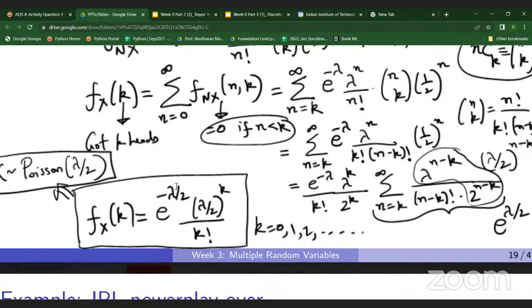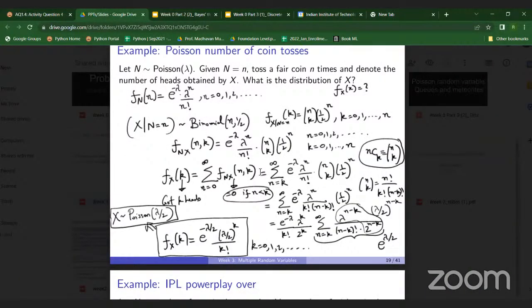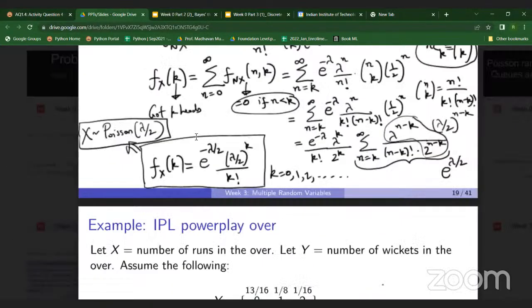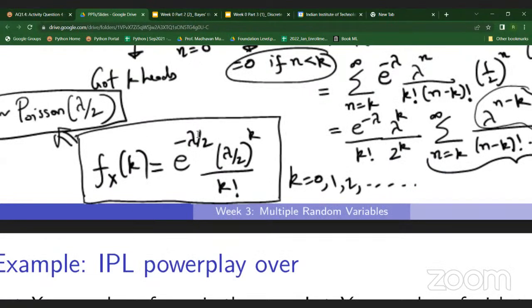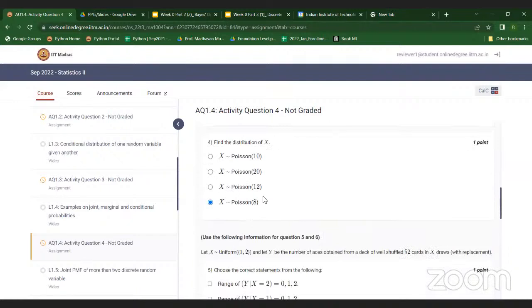It's going to be e power minus lambda by 2 into lambda by 2 power k by k factorial, right? The 1 by 2 is the probability of success here. Here, sir has taken a fair coin, but in our problem it's not a fair one, so the probability of success is p. So instead of 1 by 2, you could replace 1 by 2 with p. It gives you e power minus lambda p. Actually, p is the generalized case; here, sir has taken a special case of p equals half. So it's going to be e power minus lambda p into lambda p power k by k factorial. In this particular problem, lambda is 20, p is 0.4, so you'll get a Poisson distribution with parameter 8. Clear?